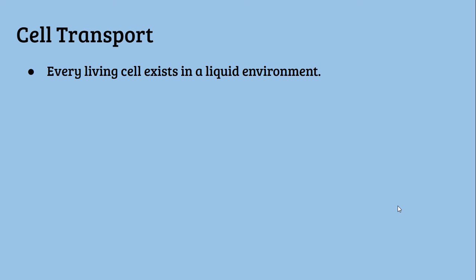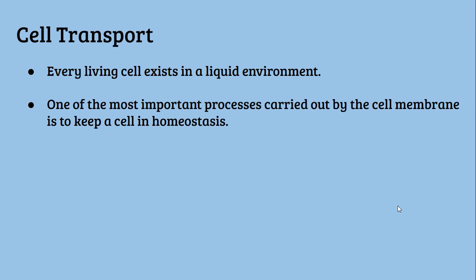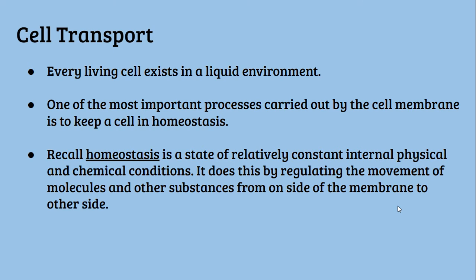Now, we know that all living cells exist in some sort of liquid environment. One of the most important processes carried out by the cell membrane, which we know is the barrier around the cell, is to help maintain homeostasis in this liquid type environment. Recall that homeostasis is a state of relative constant internal environment. It means the same temperature, same pH, and this time we're going to add another piece to it: same concentrations of solute and solvent. Now we know it does this by regulating the movement of those molecules in and out of the cell via the membrane.